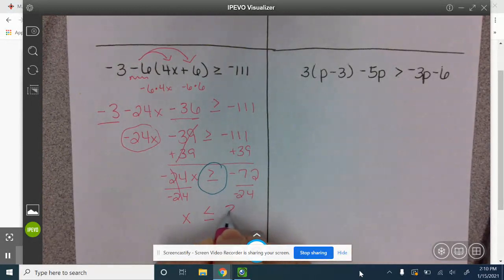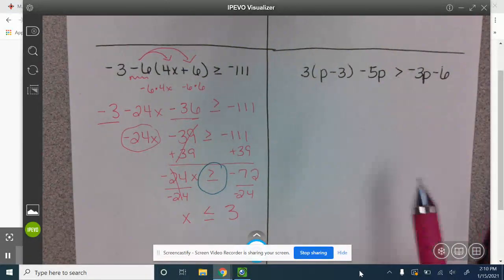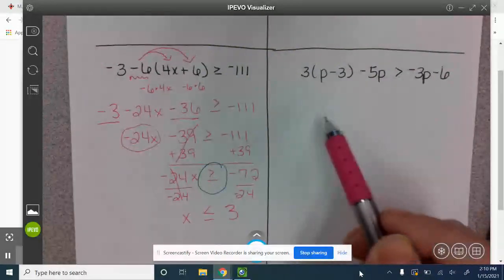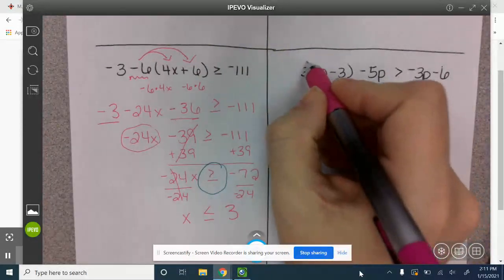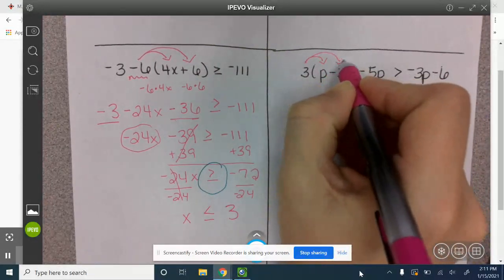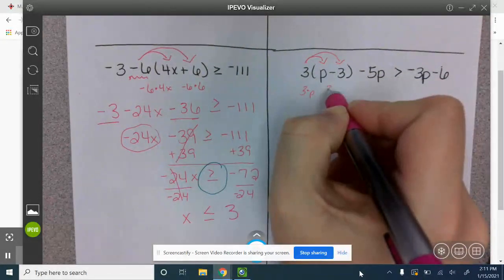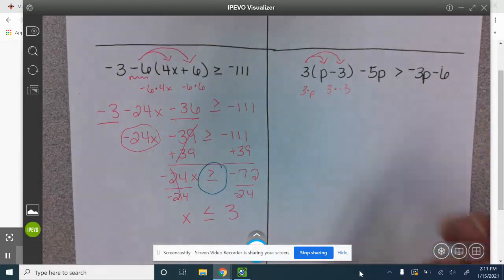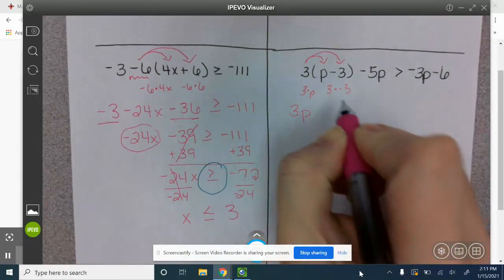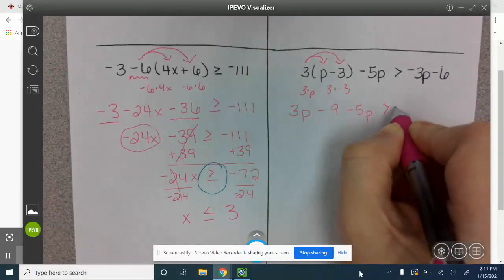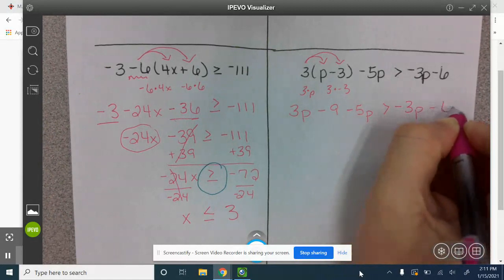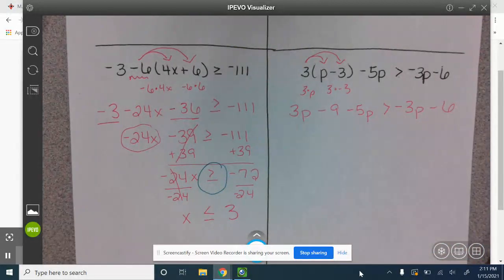72 divided by 24 is 3. So x is less than or equal to positive 3. All right, on our last example, there's a lot going on. We have p's on both sides this time. We have distributive property. So we're going to start by distributing that 3. 3 times p and 3 times negative 3. So when I rewrite it, I have 3p minus 9 minus 5p is greater than negative 3p minus 6.